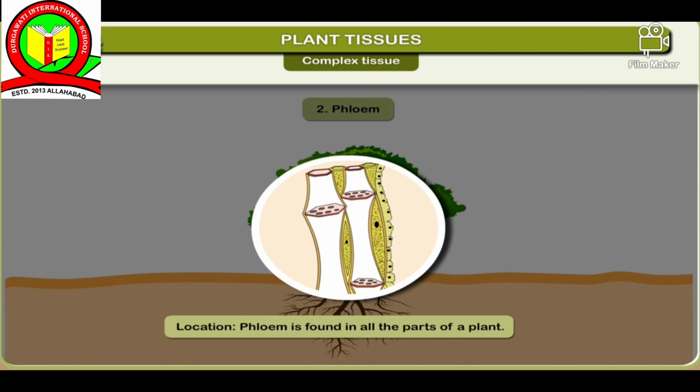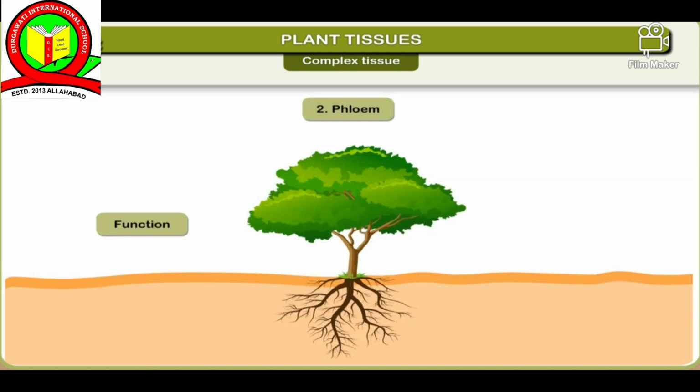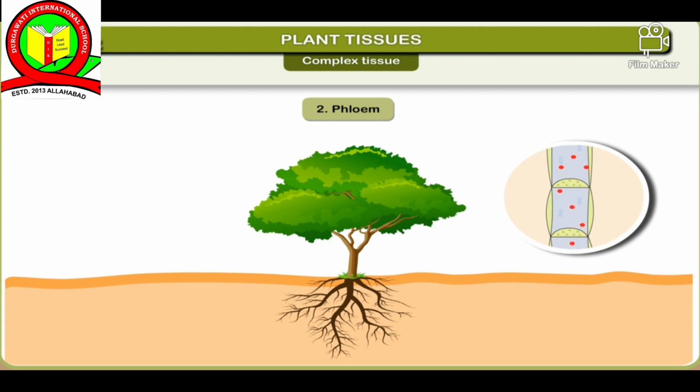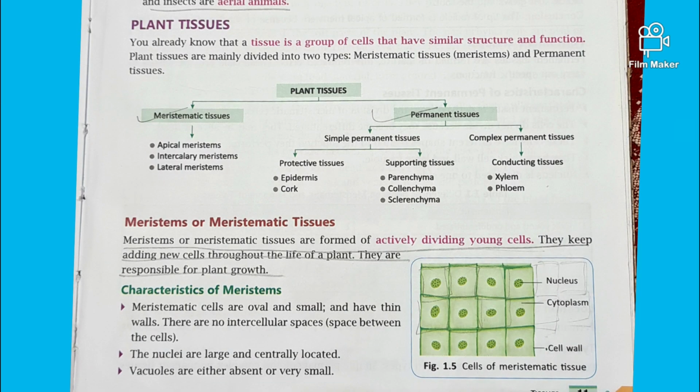Now functions of phloem. Phloem helps in transportation of prepared food to the leaf and to the other parts of the plant. Now we complete the plant tissue and further we will read about animal tissues. Thank you.